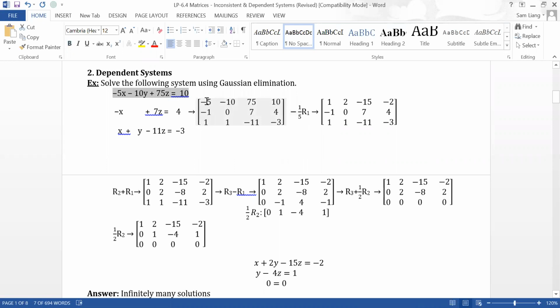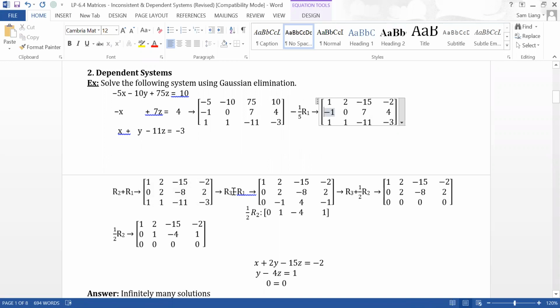Anyways, these are the coefficients of the system. Then I do -1/5 R1. That's 1, 2, -15, -2. Again, we want to use Gaussian elimination to get zeros in the first column below the first one. So I'm going to do R2 plus R1. That gives 1 plus -1 is 0, 2 plus 0 is 2, -15 plus 7 is -8, and -2 plus 4 is 2. Then row 3 was the same.